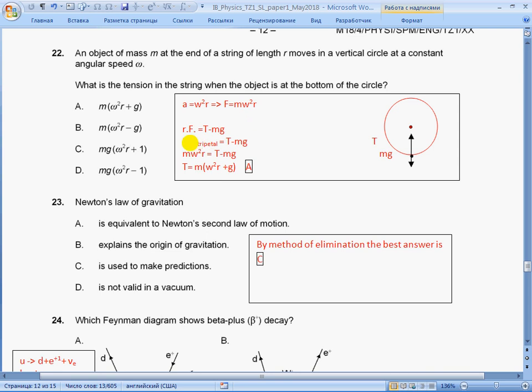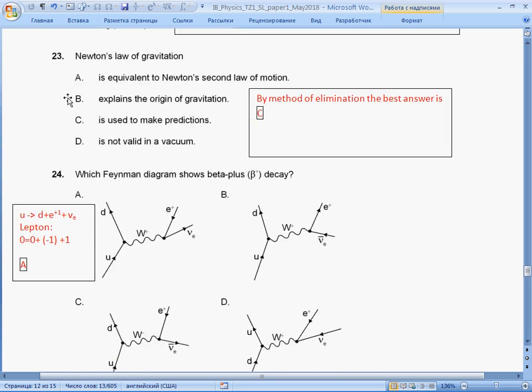So we substitute the expression for centripetal force, then rearrange for T, and we get answer A. Next, Newton's law of gravitation. By method of elimination, the best answer is C, because it is not equivalent to Newton's second law. It doesn't explain the origin of gravitation, and it is valid in vacuum. So answer C is left.